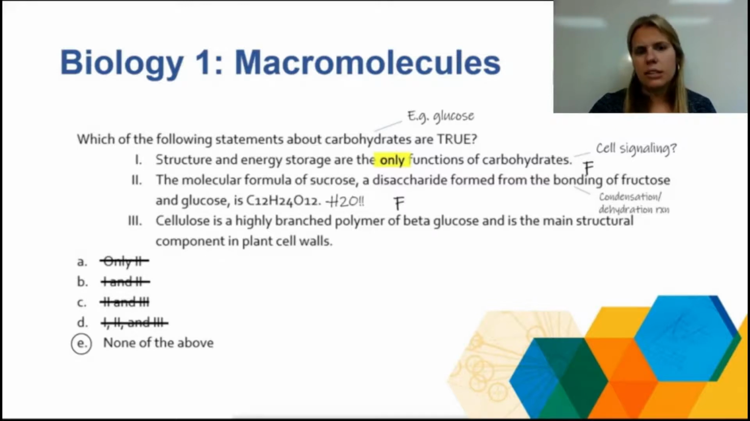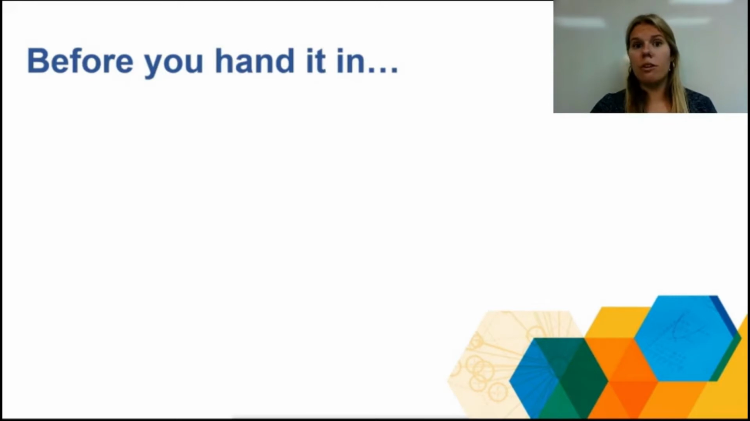We're left with E, none of the above. Let's just double check to make sure that 3 is incorrect so we feel confident with our answer. Cellulose is a highly branched polymer of beta-glucose and is the main structural component of plant cell walls. I know that cellulose is very structurally sound because it's straight chain, not highly branched. So 3 is false too. So we're done with all of our multiple choice questions.